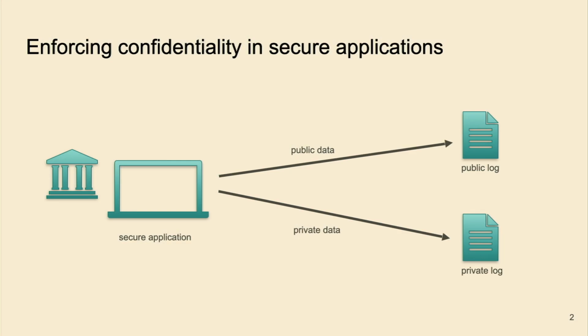So I would like to start by talking about how we enforce confidentiality of secret information in our secure applications. In this example, I have a secure banking application that is logging transactions, outputting some information to a public log that's publicly visible, and some secret information is being output to the private log and is secure from observers.